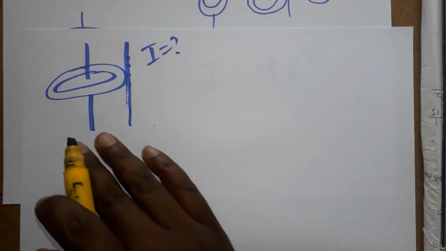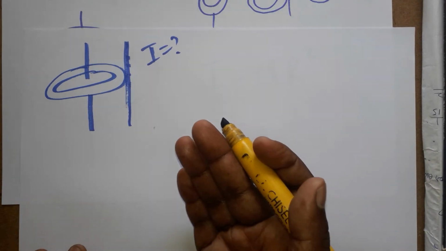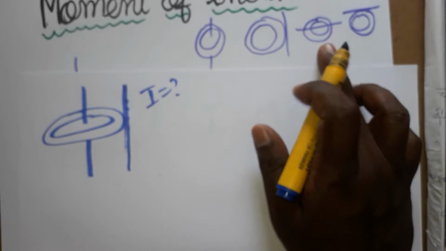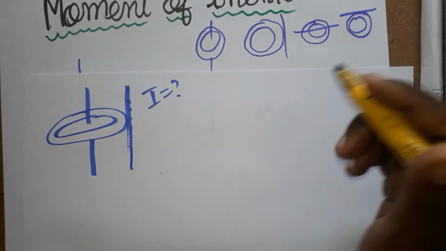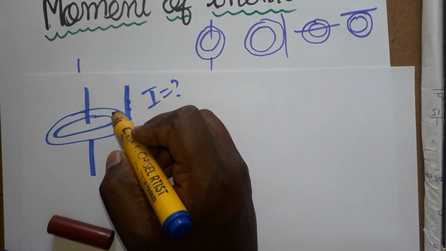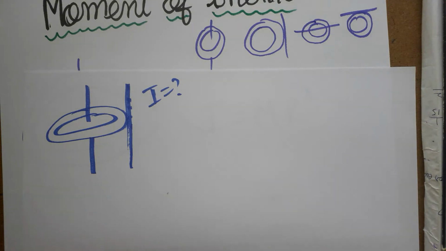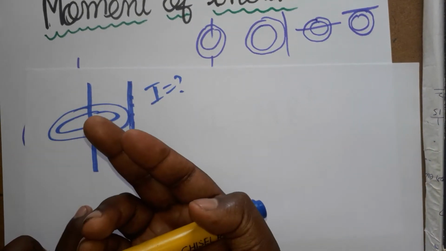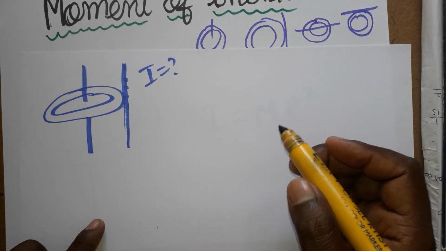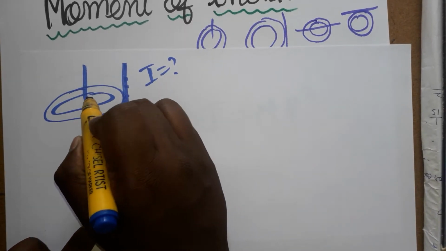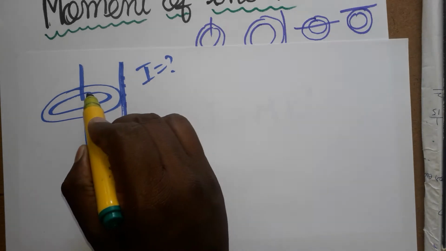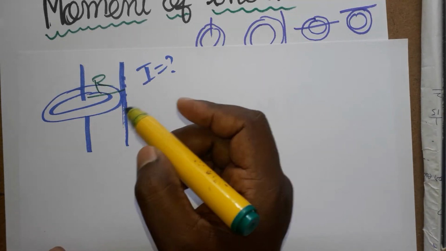So I am going to use two theorems. For this purpose I am going to use the parallel axis theorem. The other time, when I am going here, I am going to use the perpendicular axis theorem. See, when the axis is moving here, when the ring is rotating like this, now what is the inertia? I am going to use the parallel axis theorem. The radius of the ring we can take as r.